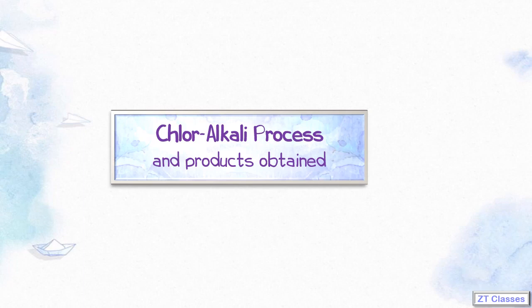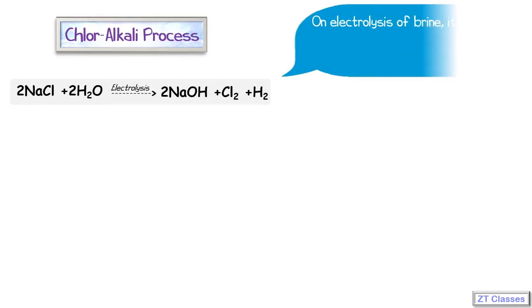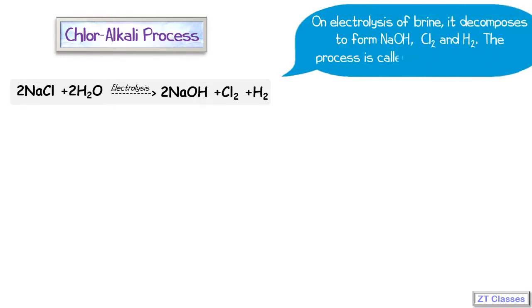Let's discuss the Chlor alkali process first. In simple terms, it is the electrolysis of brine giving the products NaOH, Cl2 and H2. What do the words chlor and alkali stand for? Chlor is for chlorine. Alkali is for caustic soda, which is alkaline or basic in nature.